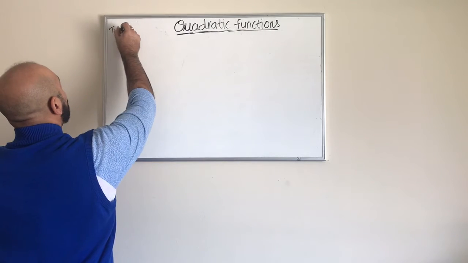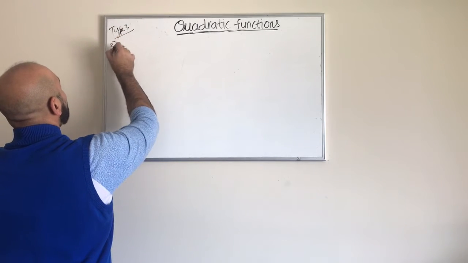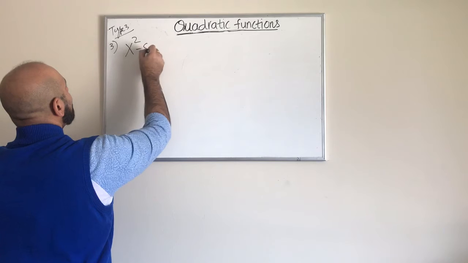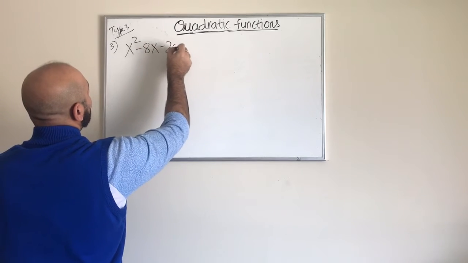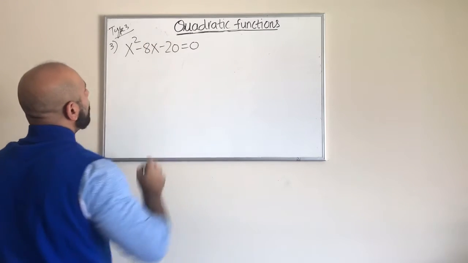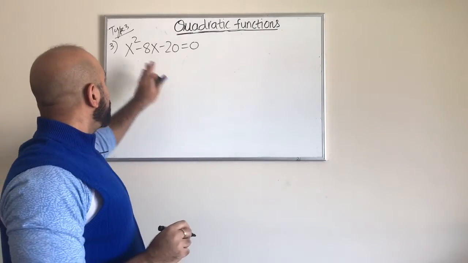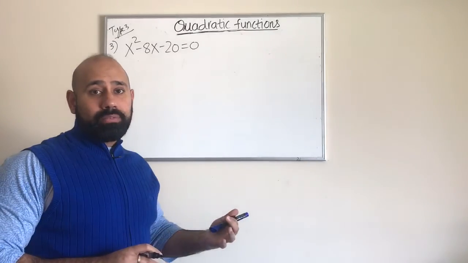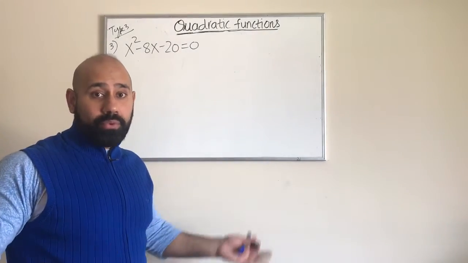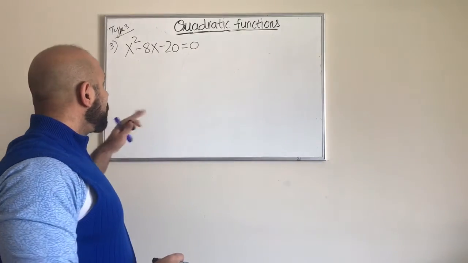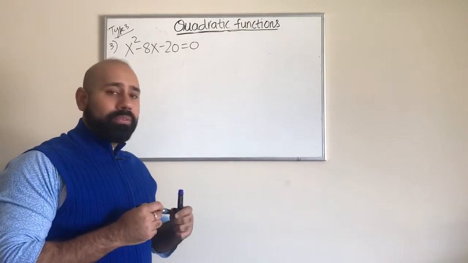So let us call this type 3, example 3. I have x squared minus 8x minus 20 equal to 0. So it's already set equal to 0, and if you look at the left hand side carefully, it looks like a standard form, right? So when you are trying to solve something like this, you have a few options.